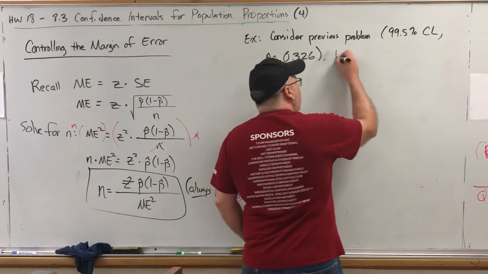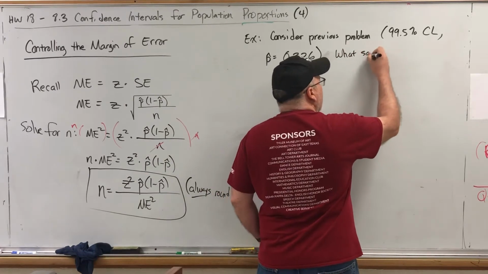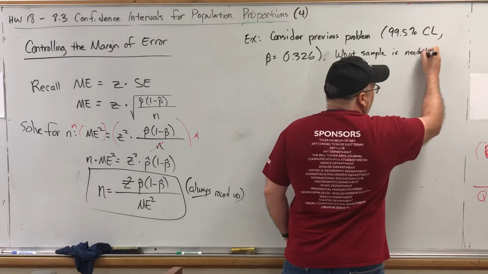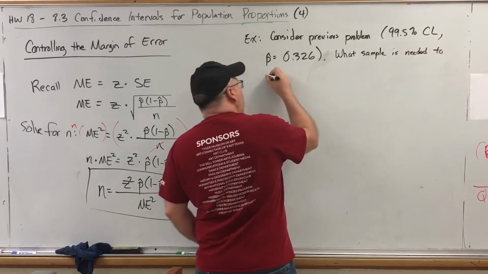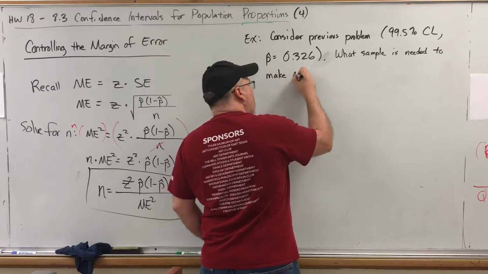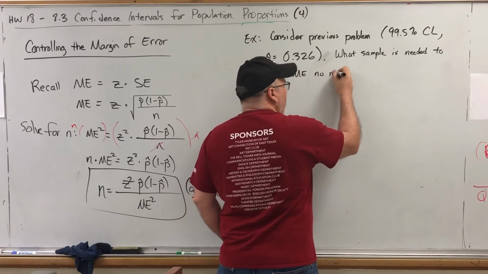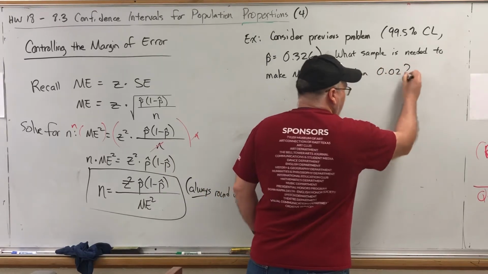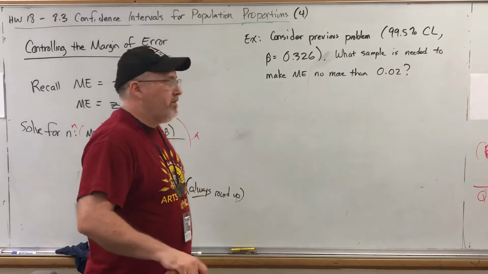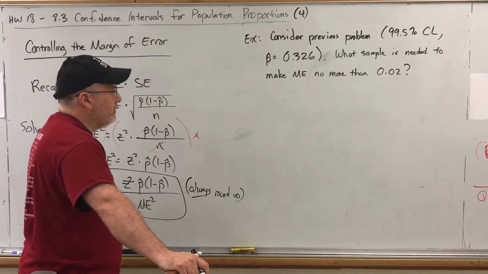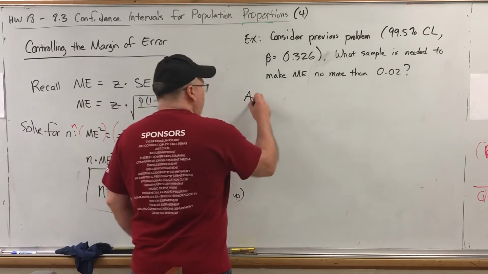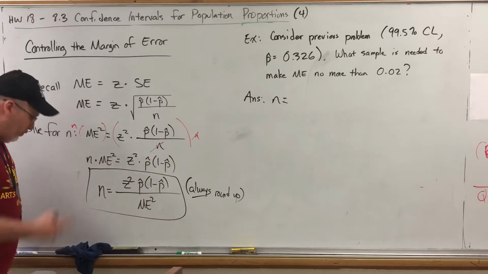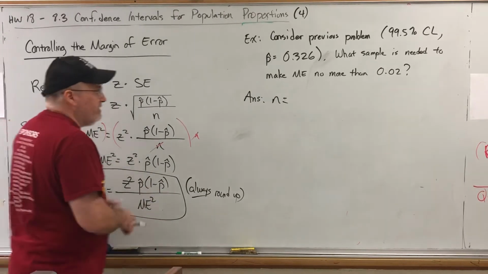But let's answer the question, what sample size is needed to make the margin of error no more than, let's say 0.02. So we want a 2% margin of error in our calculations instead of a 5%. Well, we have a formula for that. It's sitting right here. Now, we weren't given the z, but we've already found the z.